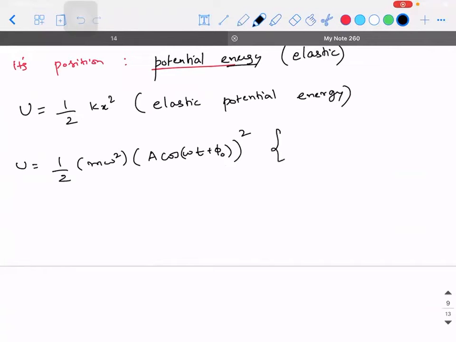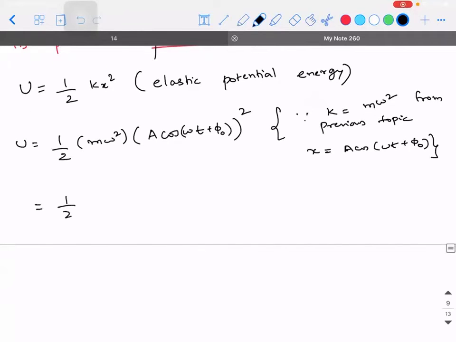I'll write the reason also, since K is equal to M omega square from previous topic. Don't write in the exam as from previous topic. You should know this for your understanding. And X is equal to A cos of omega t plus phi naught. So this will be equal to half M omega square A square cos square of omega t plus phi naught. Let me call this equation number 4.